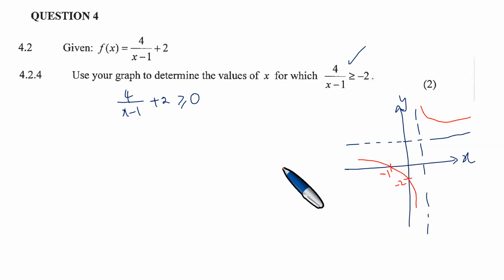Okay, if this is true, what is x? Look, you need to use the graph to determine the values of x, which is true. We transposed the -2, it became positive, and therefore this means f of x is greater or equal to 0. If f of x is greater or equal to 0, we're dealing with the part where it's greater or equal to 0.